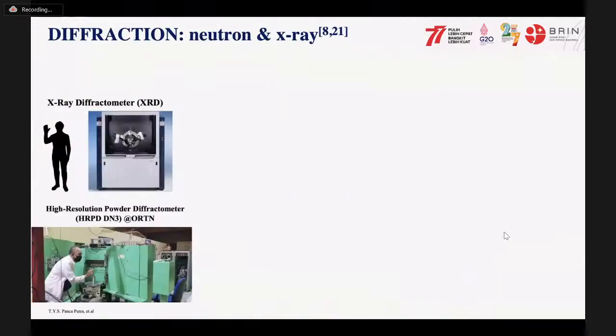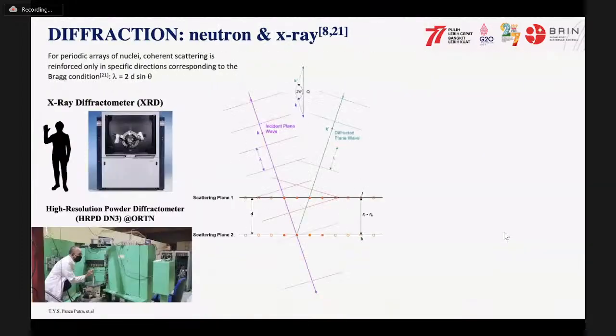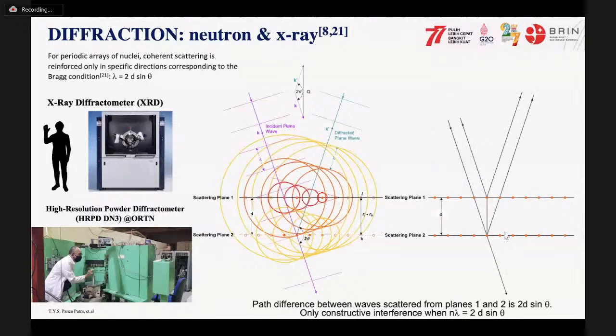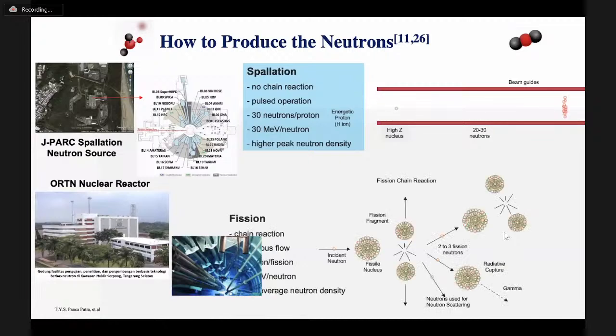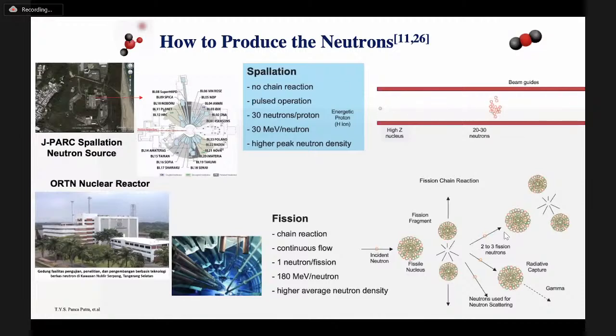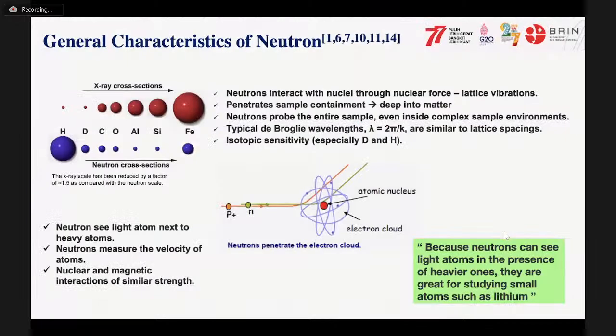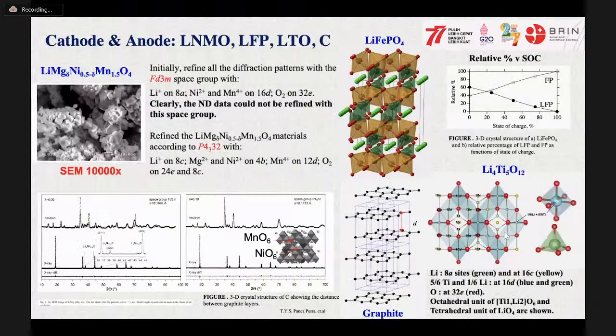So I will pass this technique. This is very basic, and it was also already presented by Professor Evi previously. I have experience working at the J-PARC Spallation Neutron Source, and of course, in our research organization, we have a reactor. This is the difference between X-ray and neutron, as explained before. And this is some case.